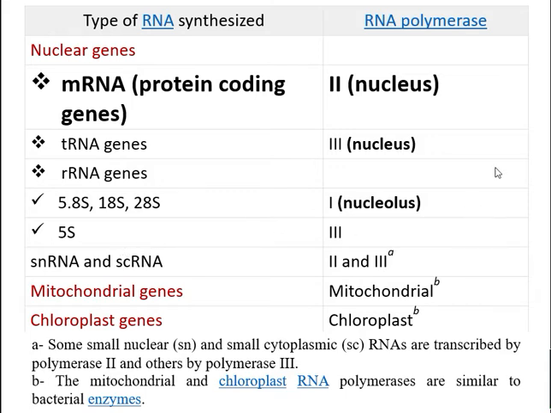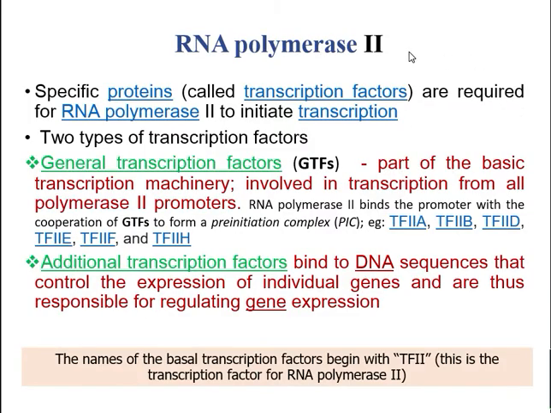So our focus is RNA polymerase 2, which transcribes the protein coding genes, thereby giving rise to the mRNA, or messenger RNA. Coming to RNA polymerase 2, as mentioned earlier, for it to initiate the transcription process, it has to bind certain proteins which are called transcription factors. It cannot initiate transcription alone.